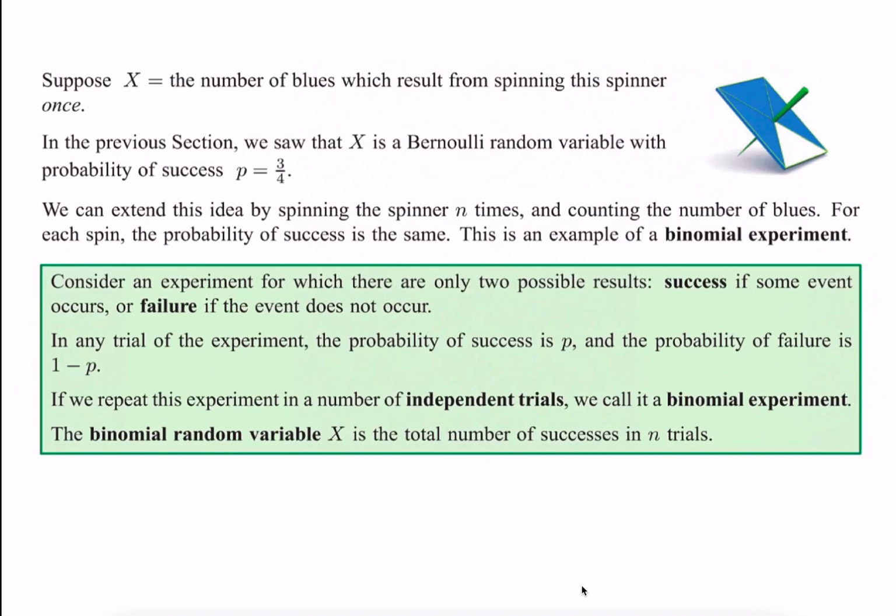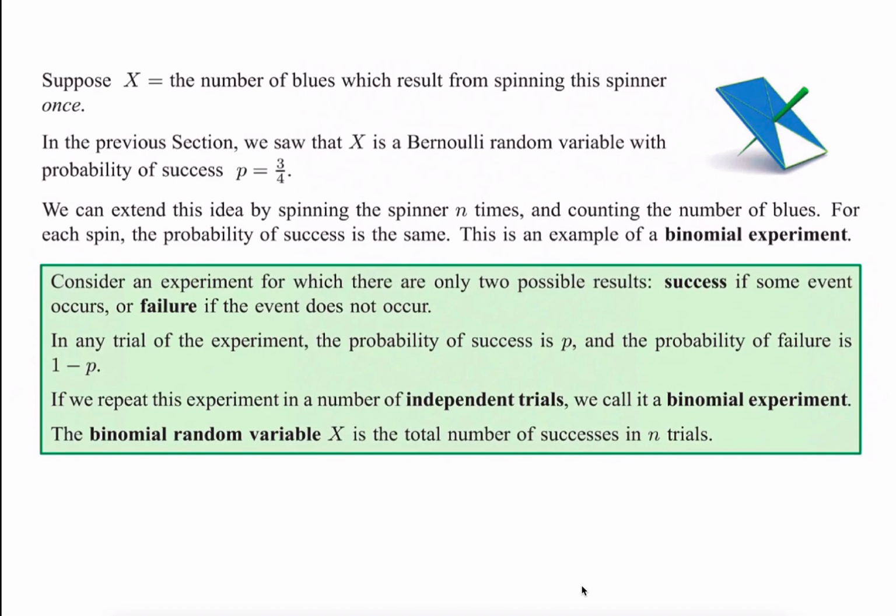Goes on from the Bernoulli random variable, but it actually says, let's imagine we were going to do this as an experiment where we did it over a lot of trials as we went. Okay, so you can see in the corner of the screen there's a little spinner, and it would be a blue or a white that you get. Okay, and this says, suppose X equals the number of blues which result from spinning this spinner once.